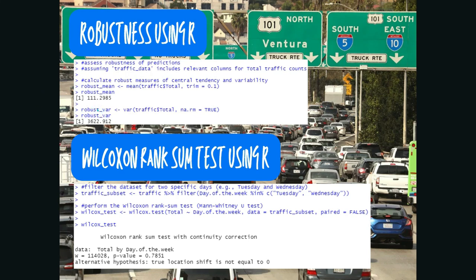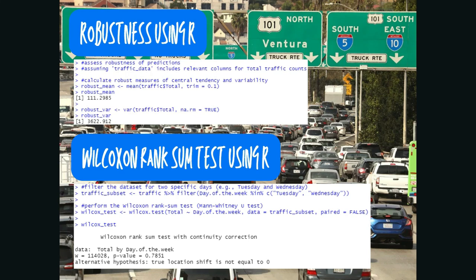And I also wanted to incorporate non-parametric tests, so I decided to use the Wilcoxon signed-rank test. And this is a useful test to compare traffic flows between different days of the week. So I decided to just compare Tuesday and Wednesday, for example, without assuming normal distribution. And my method was to conduct the Wilcoxon test to assess if there was a significant difference in traffic flow between specified days.